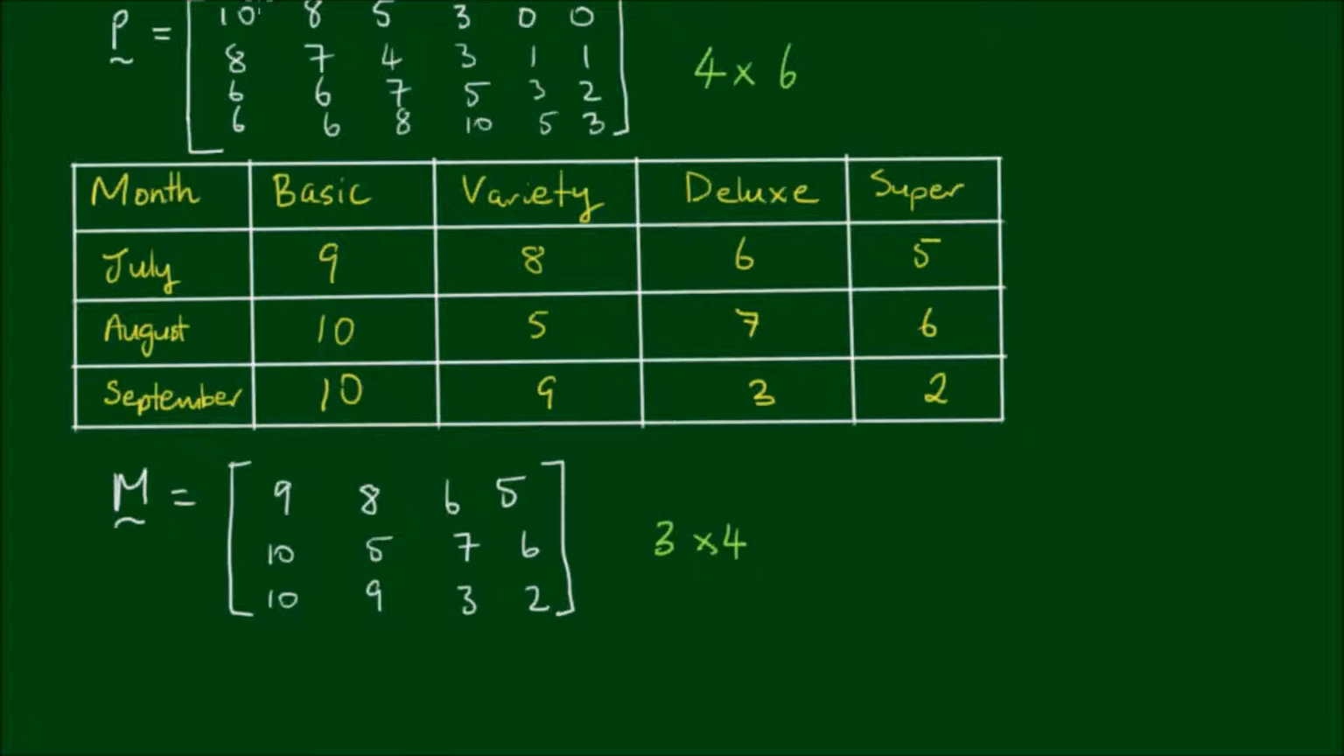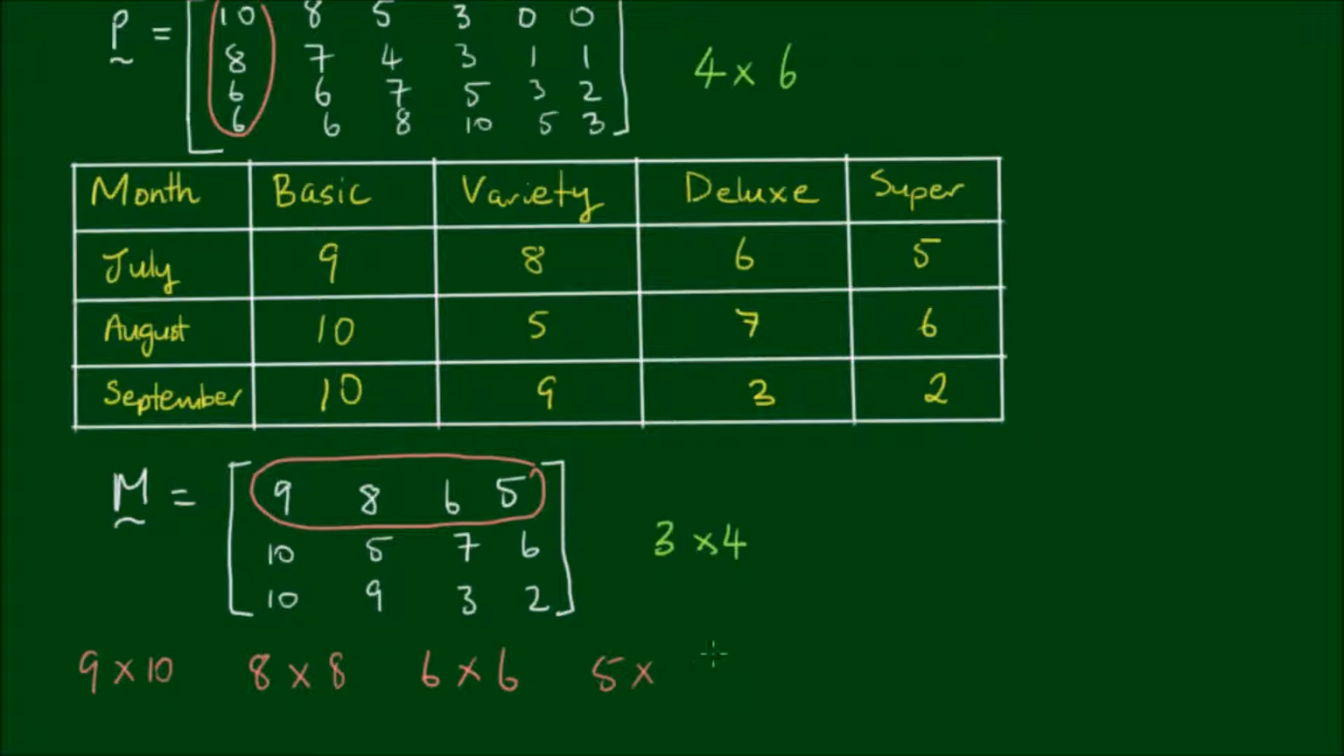So in the P matrix, the first column represents how many apples are in each of the packs. The first row of the M matrix represents the amount of each of the packs that we sold. So to get the total quantity of apples, I sold 9 basic packs, and there are 10 apples in those. I sold 8 variety packs, and there are 8 apples in those. We sold 6 deluxe packs, and there are 6 apples in those. And we sold 5 super packs, and there are 6 apples in that pack.